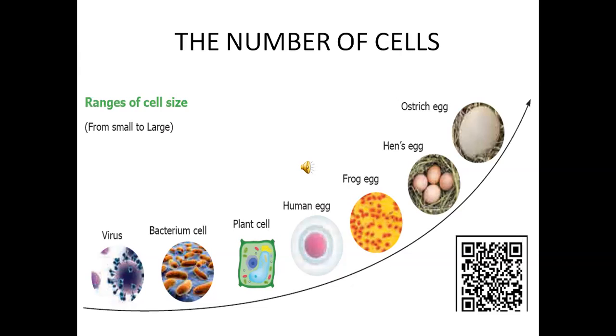Ranges of cell size are given here: virus and bacterium cell, plant cell, human egg, frog egg, hen's egg and ostrich egg. Already we know that the ostrich egg is 170 millimeter in width.